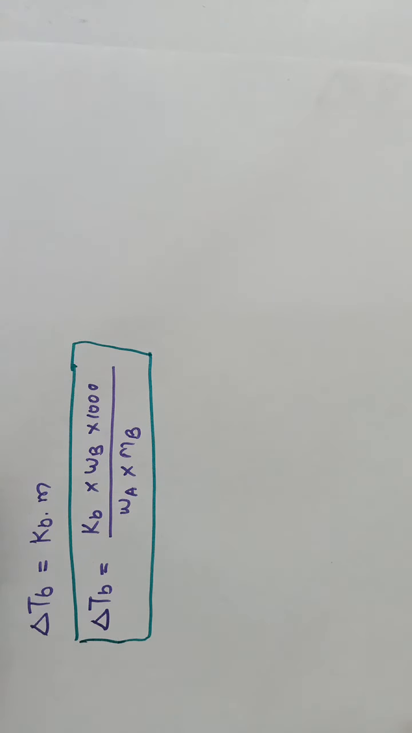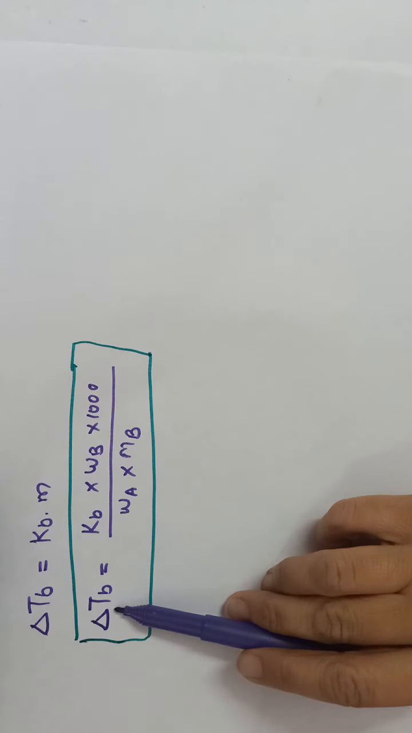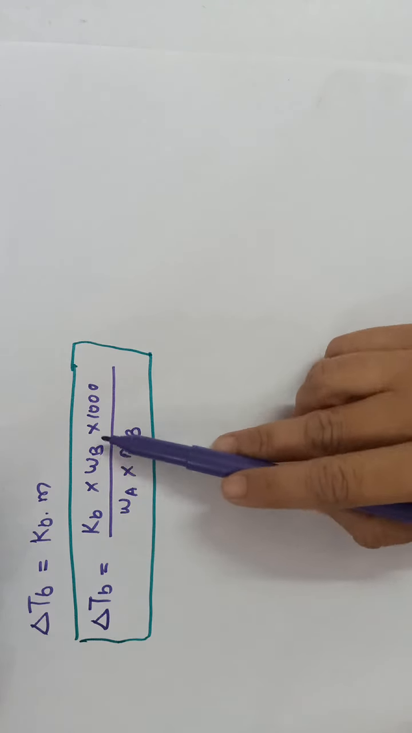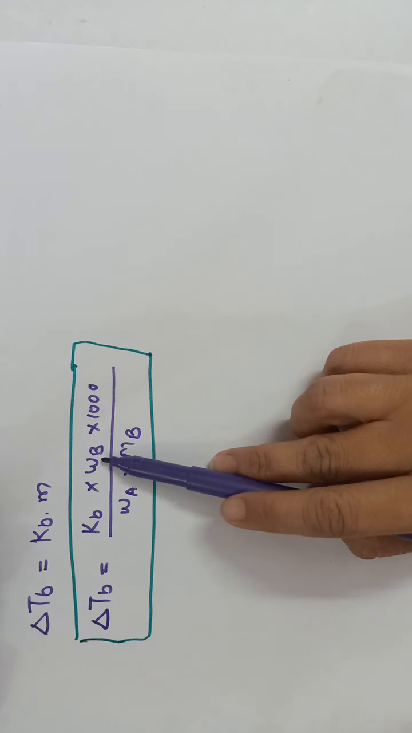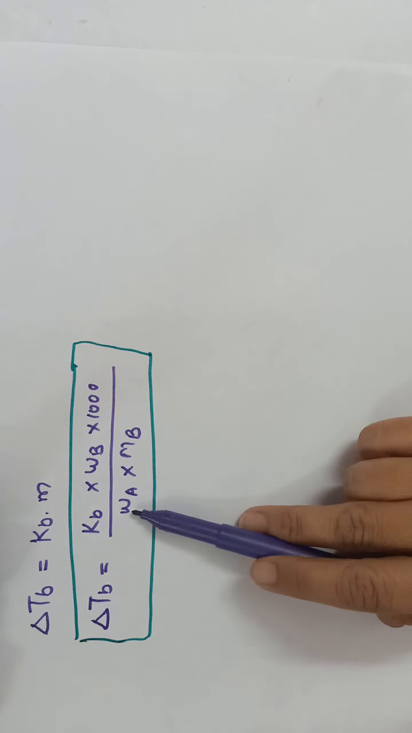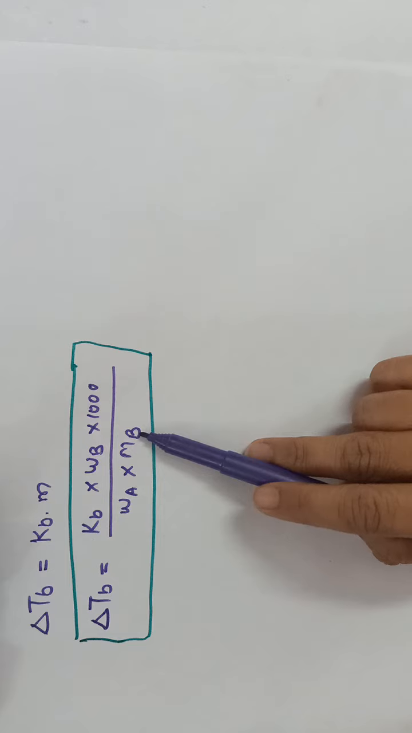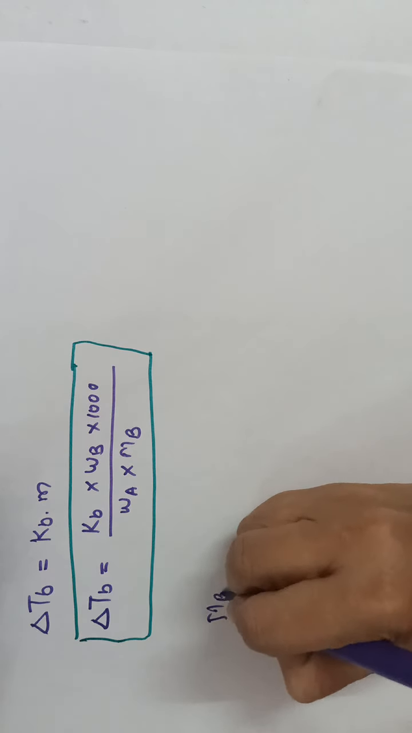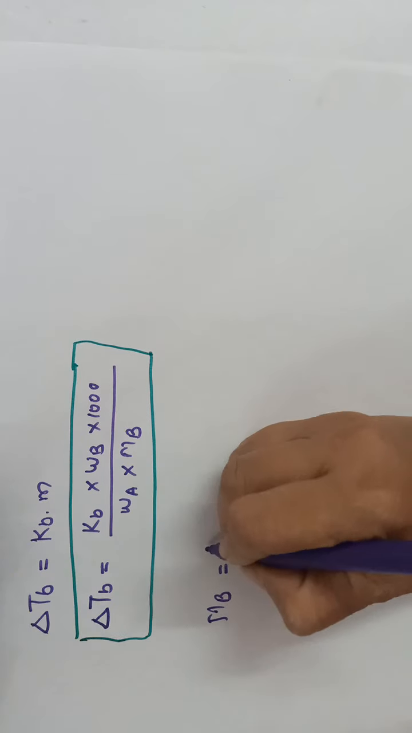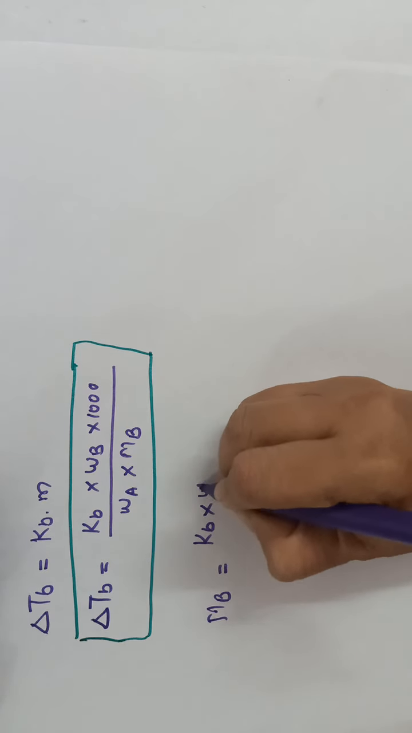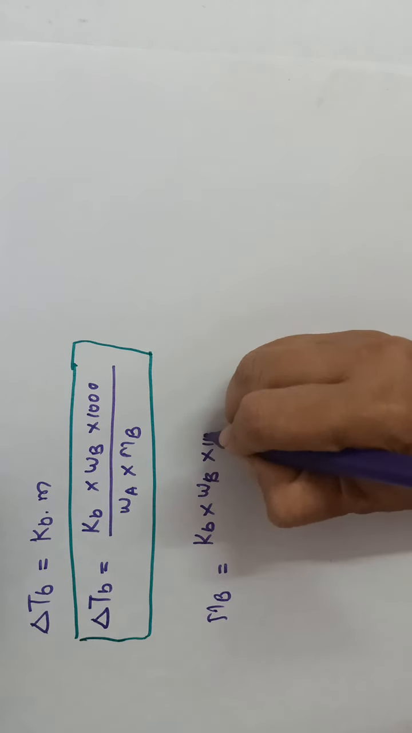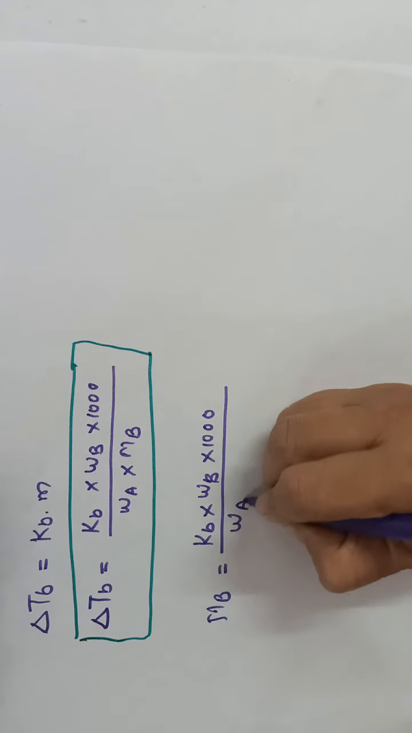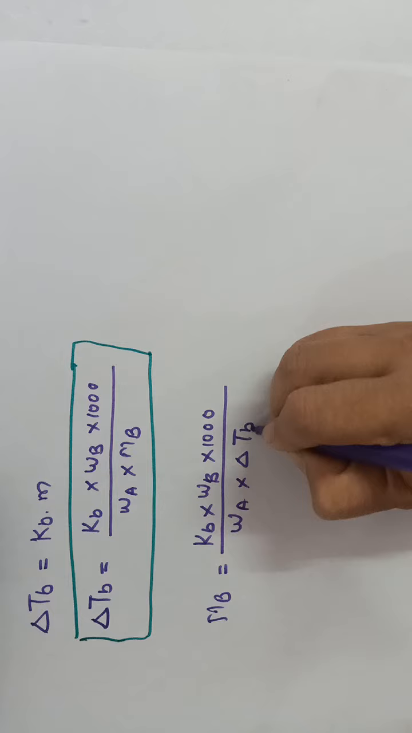What are the terms in this? ΔTb stands for elevation in boiling point. Kb is the ebullioscopic constant. WB will be the mass of the solute, WA the mass of the solvent, and MB is the molar mass of the solute. So again we can rearrange this as MB equals Kb into WB into 1000 upon WA into ΔTb.